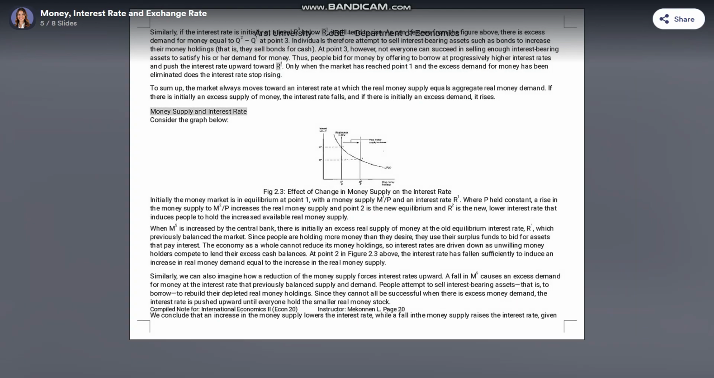Continuing from that, if interest rates are too high, people want more money than is available, so they sell assets like bonds to get cash, pushing rates even higher until balance is restored. Conversely, if rates are too low, there's excess money supply, and people try to lend it out, which lowers rates. This push and pull always moves the market toward an interest rate where money supply equals demand. So, changes in money supply directly influence interest rates, which is crucial for understanding broader economic effects.